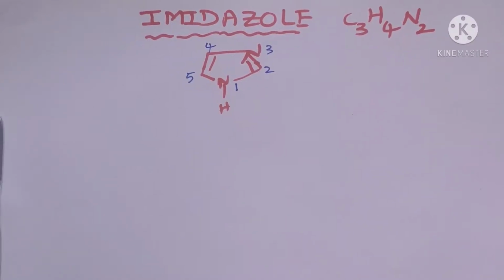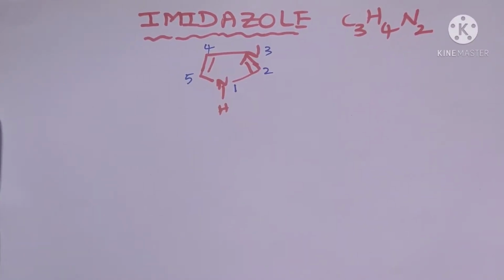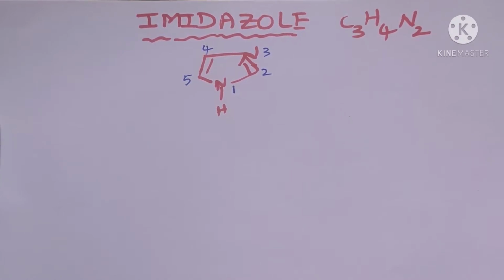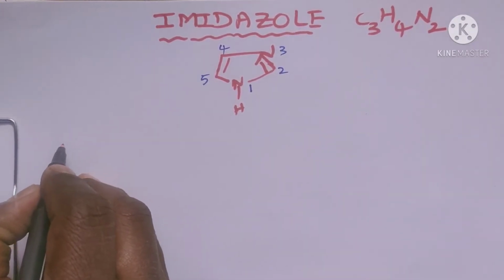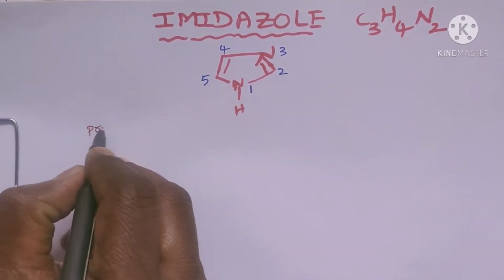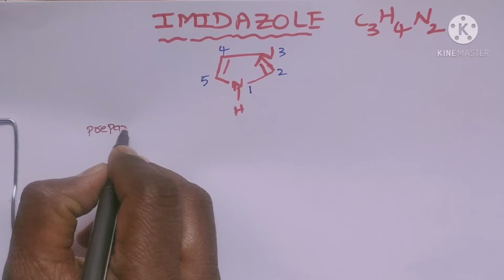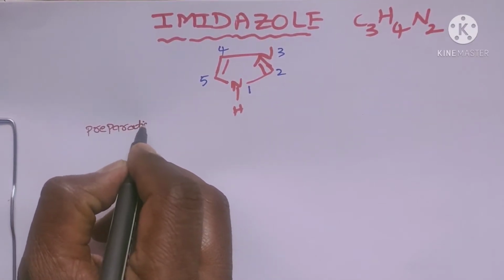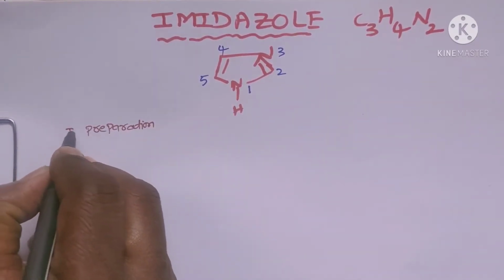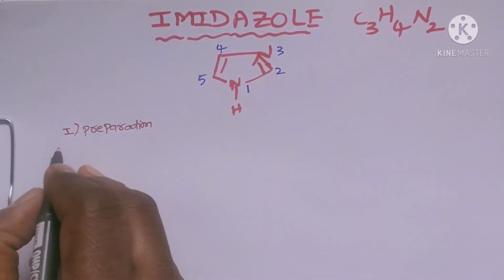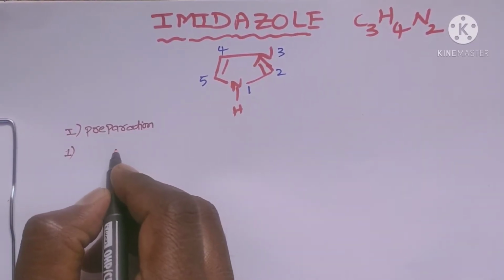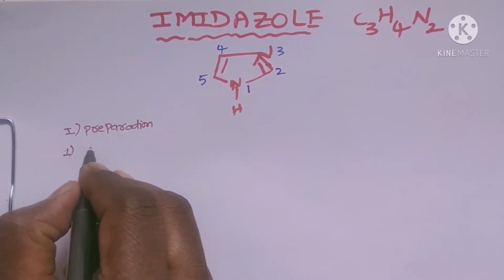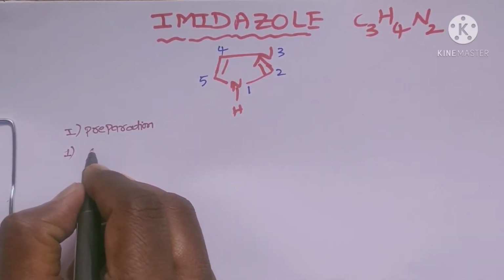Hello my dear students, in this video now we are going to study about the imidazole preparation and properties. So first of all we go for the preparation methods. Preparation or synthesis. Under that, the first method is preparation of the imidazole by using glyoxal.